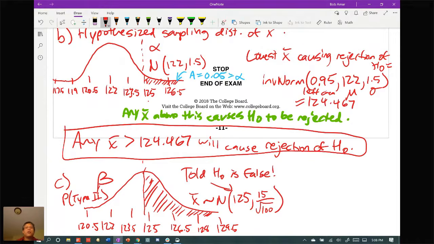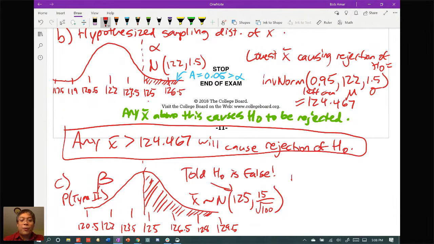And you can see that relationship between alpha and beta. It involves these two different curves, which is why I like drawing it this way. Okay, so we're told the null hypothesis is false. So now I want to know what the actual probability that the null hypothesis will be rejected is.